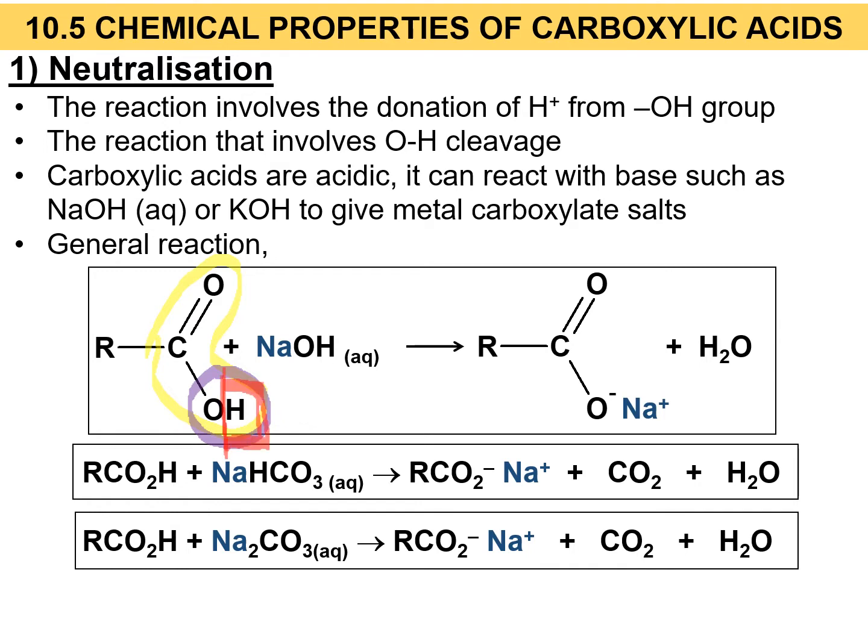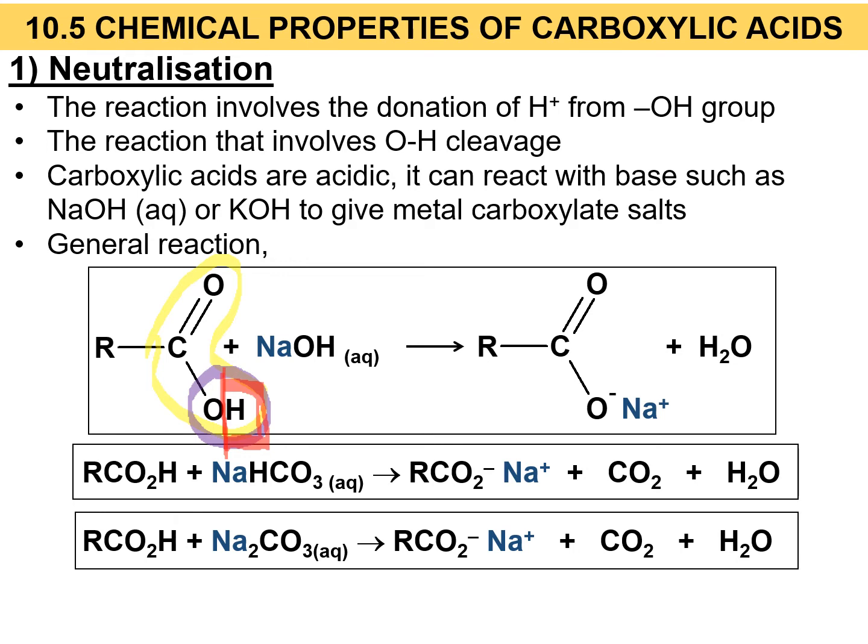Okay, we will take out this hydrogen at the OH of the carboxylic acid. Okay, OH cleavage ni maksudnya belahan lah. Okay, kita akan belah, kita akan buang this hydrogen because dia kata ada donation of proton kan. And we know that carboxylic acids ni adalah acidic dah. Obviously carboxylic acids kan acidic, so it can react with base such as NaOH ataupun KOH to give metal carboxylate salts. Okay, so we know that this is an acid because this is carboxylic acid.